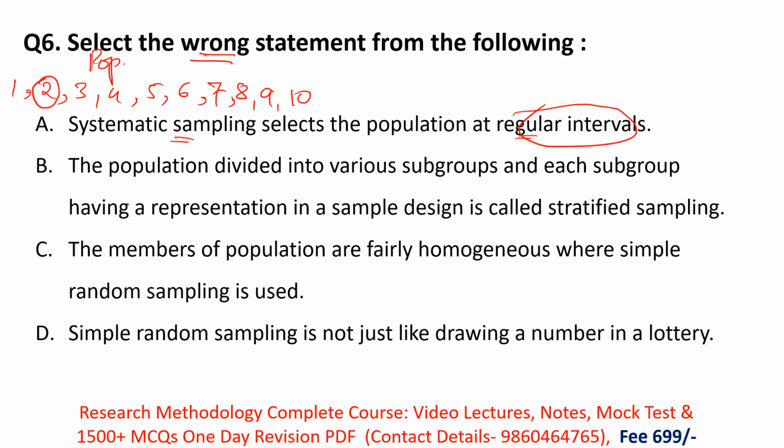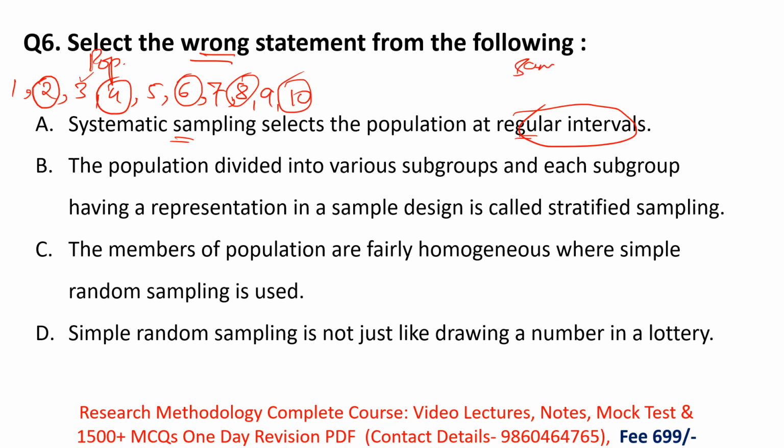Like I am saying here, I'll select every second member from the population. I am skipping 3, then I am selecting the fourth member. Then I'll skip the fifth member, I'll select 6. Like that, I'll skip 7, then I'll select 8. Again I'll skip 9 and I'll select the 10th member from the population.